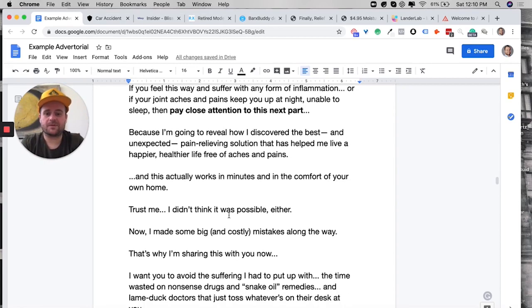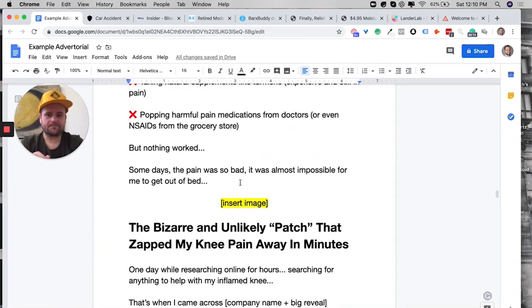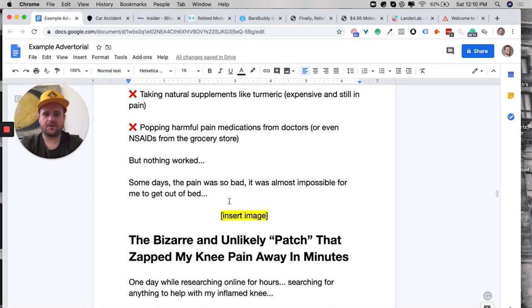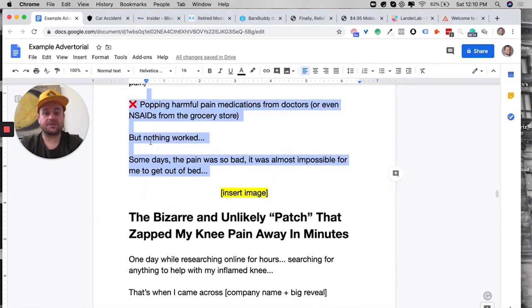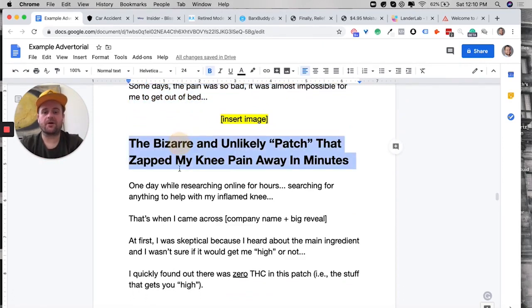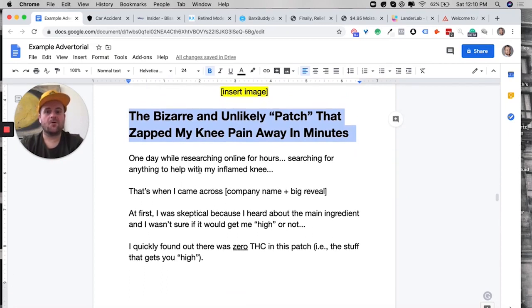A lot of people do this too. I mean, this is not new, and I'll show you the other examples here. So again, all the research, as long as you're answering those questions like I mentioned, perfect. So all the pain, agitation. So then we're leading into the S part, the solution of the PAS. The bizarre and unlikely patch that zapped my knee pain away in minutes.